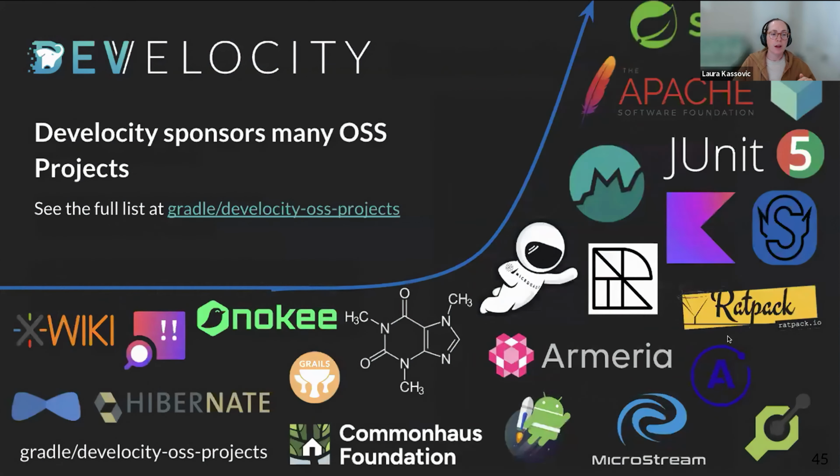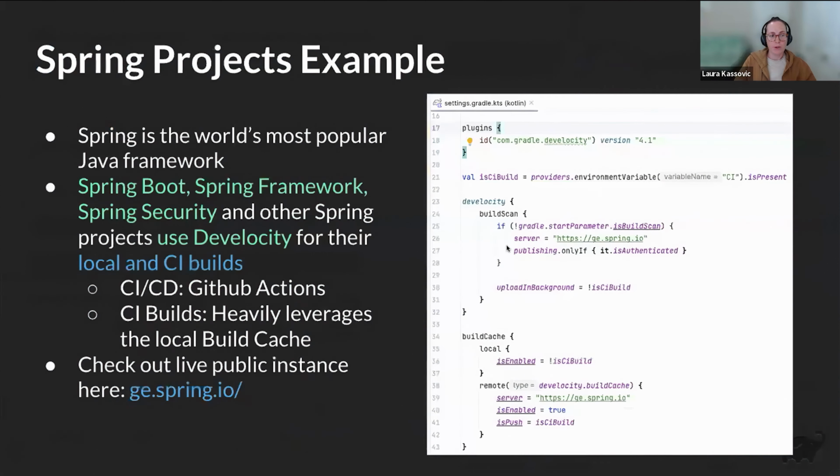Now, Develocity actually supports and sponsors a number of open source projects in the Java ecosystem. And one of the ones we're going to look at, so we're not just looking at hello world builds like Akshay's demo, is the Spring project. Spring is a really popular Java framework. It's a fairly large project. The Spring Boot, Spring Framework, Spring Security projects all use Develocity for their local and CI builds.